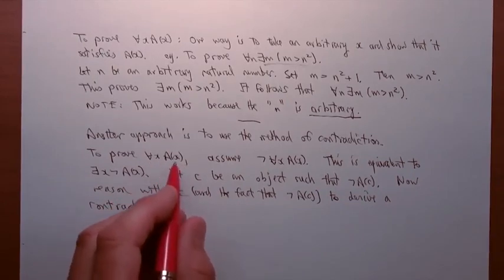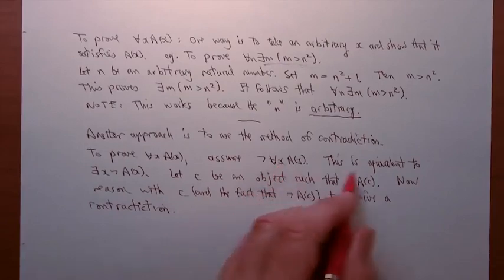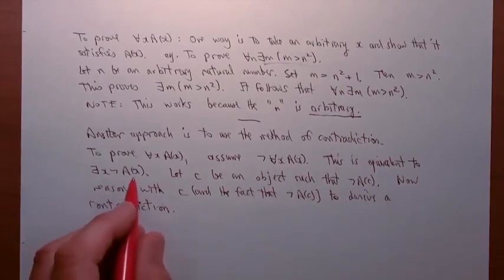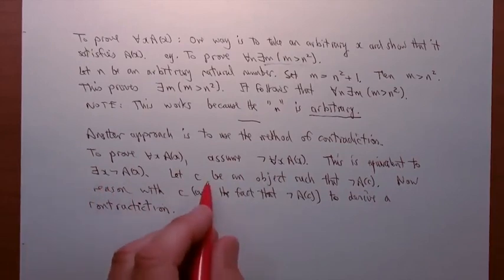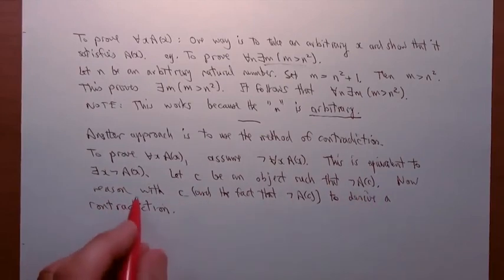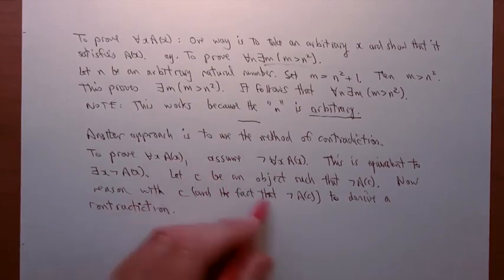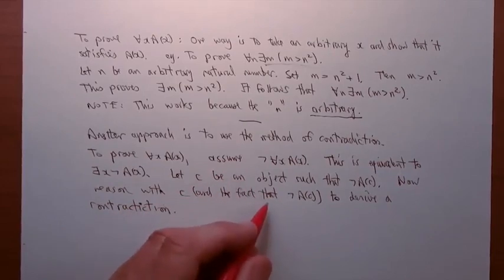You want to prove for all x A of x, and you're going to use contradiction. So you assume not for all x A of x. That's equivalent to there exists x such that not A of x. And that tells you that an object exists for which not A of c. And then, if you can, you reason with that object using the fact that not A of c to derive a contradiction. Okay, again, we'll see examples of this later on. I'm just giving you the general overview of the way these arguments work.